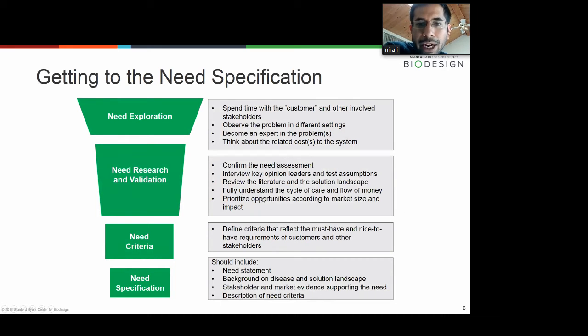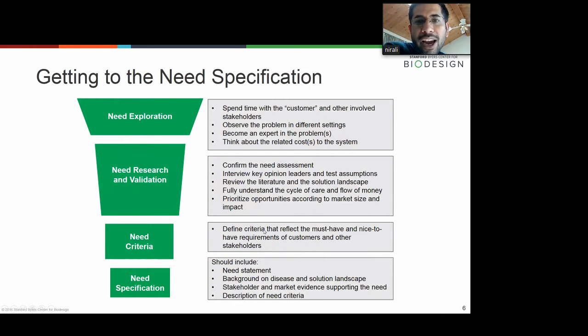And then you want to prioritize the opportunities according to their market size and impact. So again, we talked about how to rank the needs. And you want to rank them based on the impact and the potential opportunity that you can address. And then we want to develop need criteria. So that's what I'm going to talk about for the rest of the presentation today.